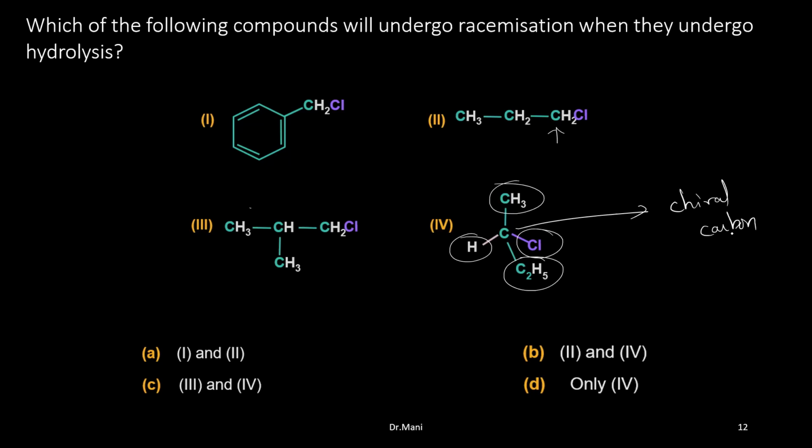As it is a chiral carbon, it can show racemization. So only option 4 is correct. Is that understood, everyone? Remember, any compound that contains a chiral carbon could undergo racemization. Any other carbons are not chiral. If you see here, they are just attached to two hydrogens. They are not two different groups, so it is not a chiral carbon and it cannot undergo racemization. Only this one is attached with different groups, so it is a chiral carbon and can undergo racemization. So only option 4 is correct.